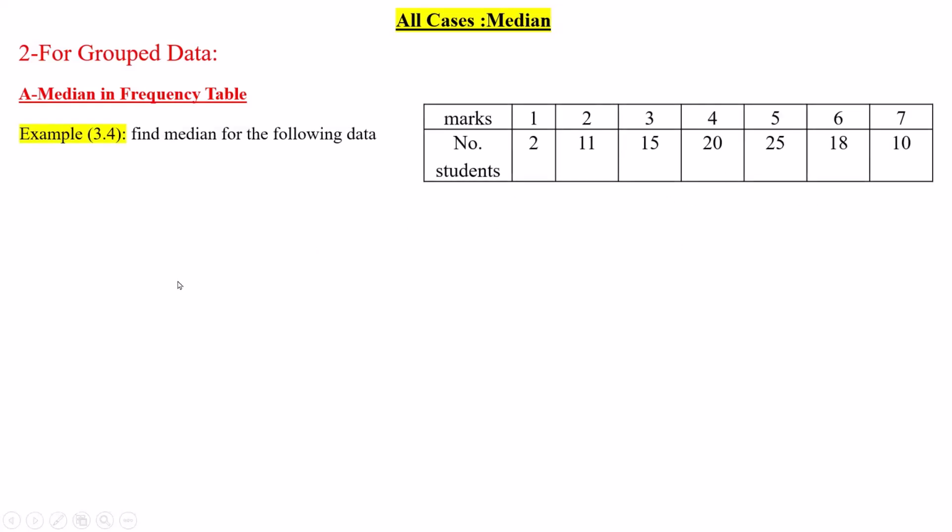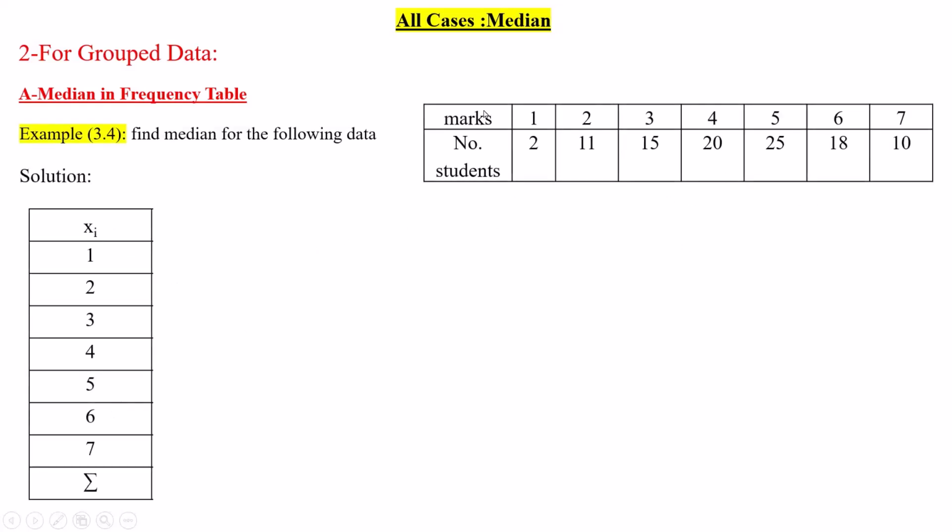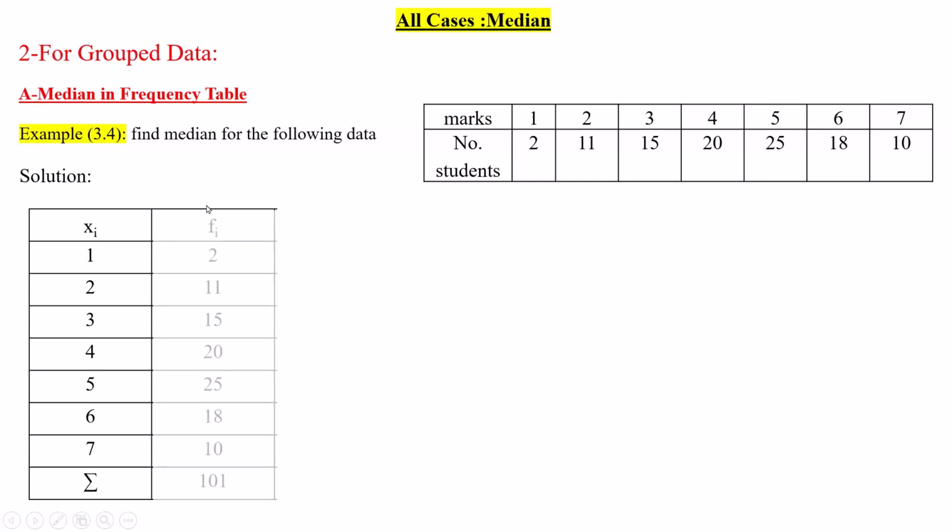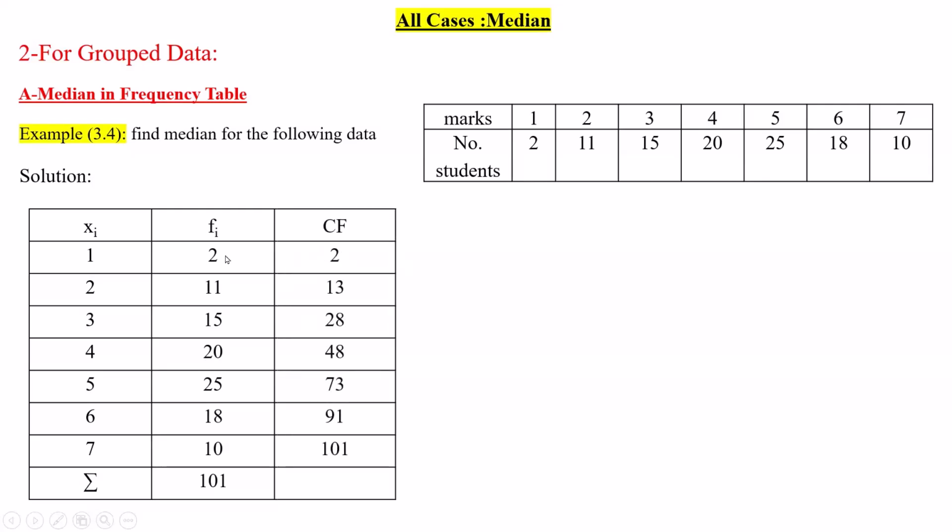For grouped data, if frequency is available, we have this example. First, we have to create a table: xi for markers, frequency. Then we have to find cumulative frequency. Cumulative frequency, we have to put this one here, 2. For this one, 2 plus 11, 13. 13 plus 15, 28. 28 plus 20, 48, and so on. And we see summation of frequency is 101.